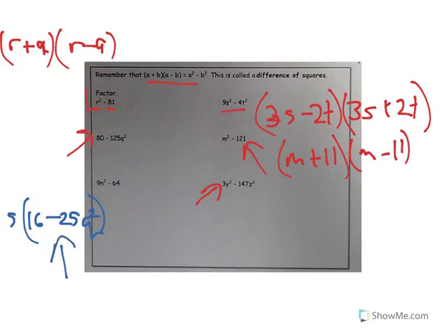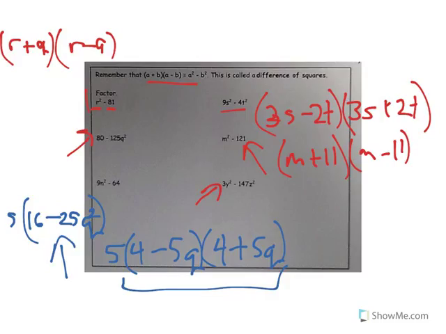So now we're just going to look at that. We still have to keep the 5 off to the side, but we're not going to factor that. So it's going to be 5 times (4 - 5q)(4 + 5q). Hopefully that makes sense. For this piece here, that's how we get this piece here, and we still have the 5 off to the side. When you multiply it out, you get the right answer.